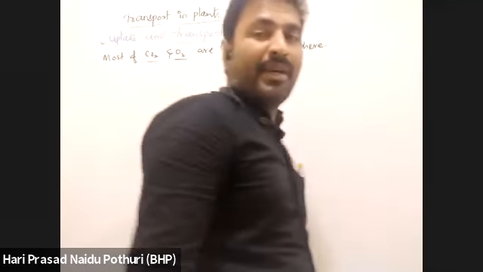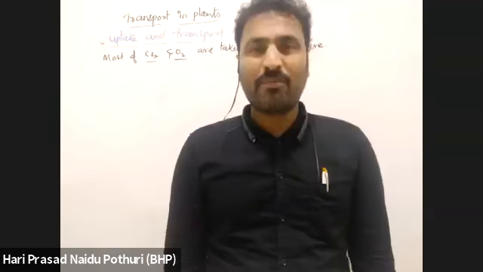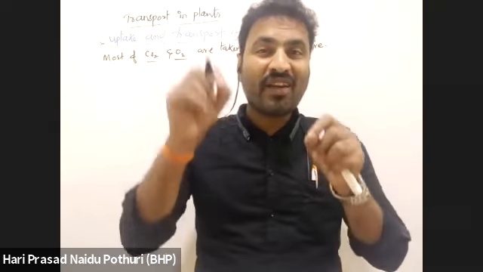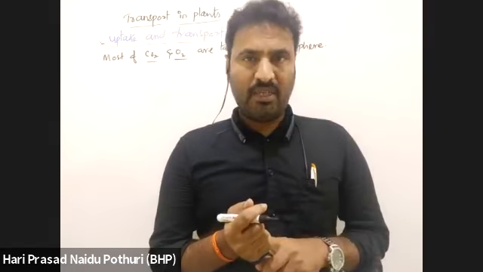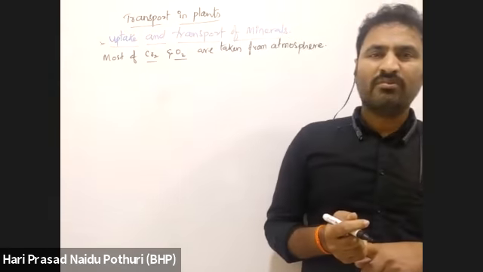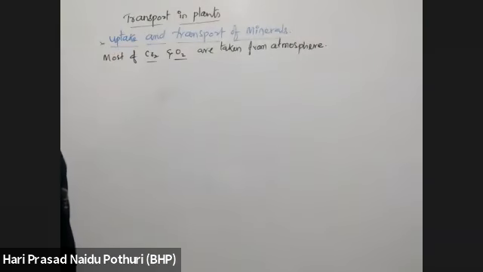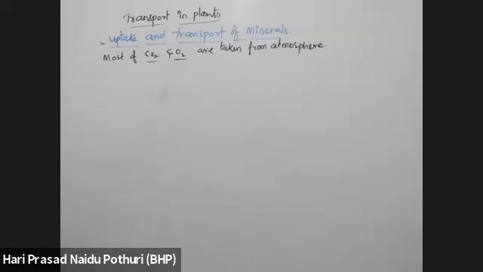But the remaining nutrients, the minerals required by the plant for growth or metabolic activities, are not available in the atmosphere. Suppose some levels of nitrogen may be available, but what about calcium, magnesium, potassium, sulfur, cobalt, or any other nutrients or minerals which are required? Those nutrients are not available in the atmosphere, so they must be taken through the roots.